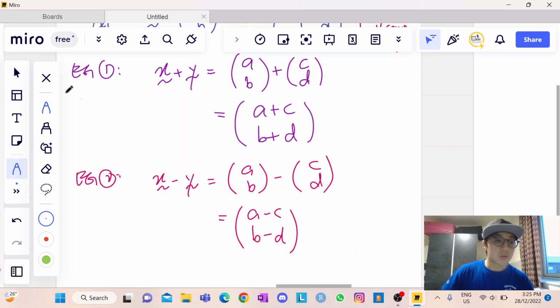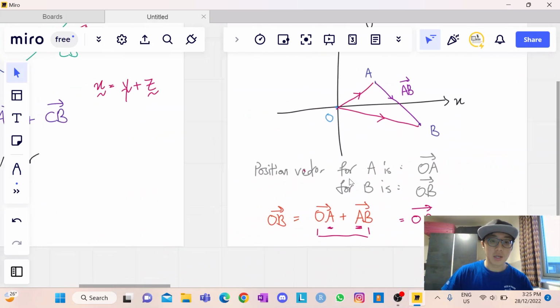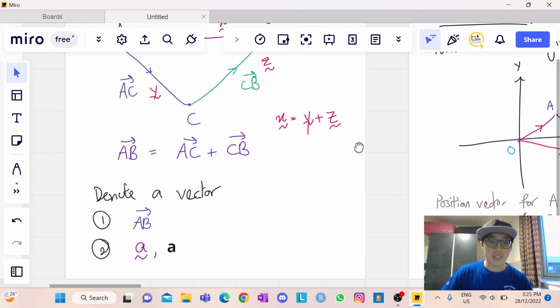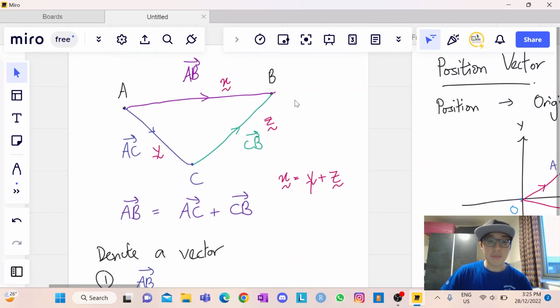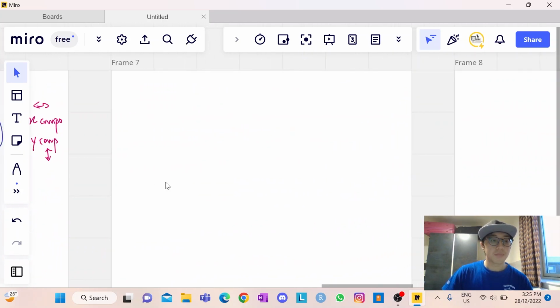So where are we going to use all this addition and subtraction? When you are given examples like AB and CB and they want you to look for AC, then you will need to use addition and subtraction. So this is all about addition and subtraction, and we're going to move on to scalar.